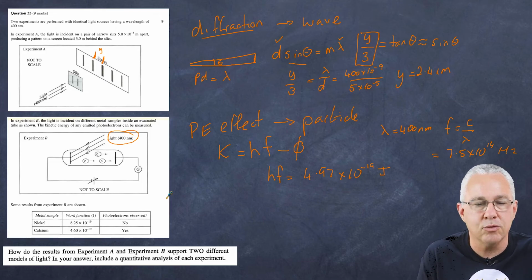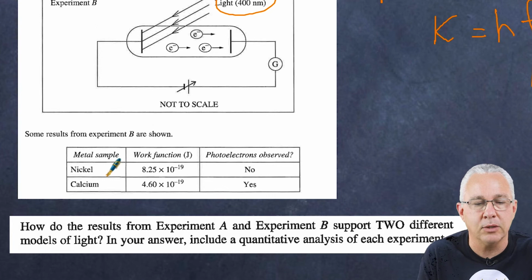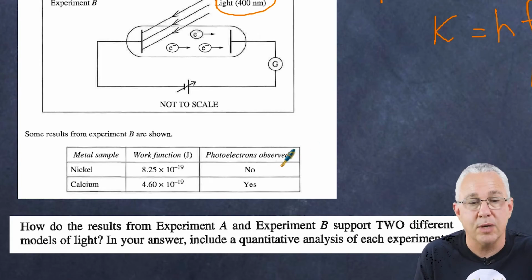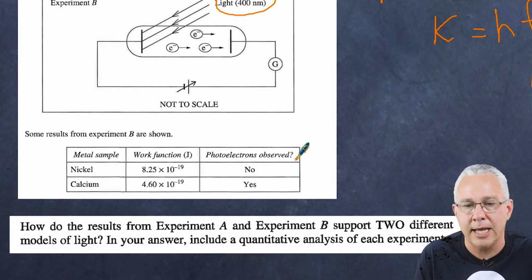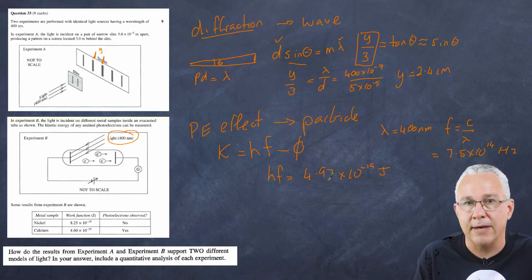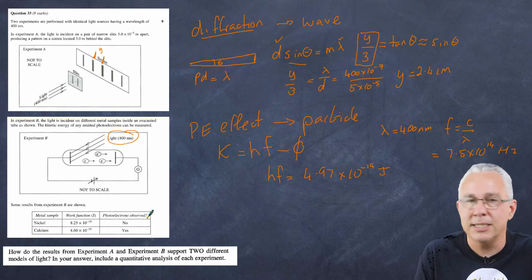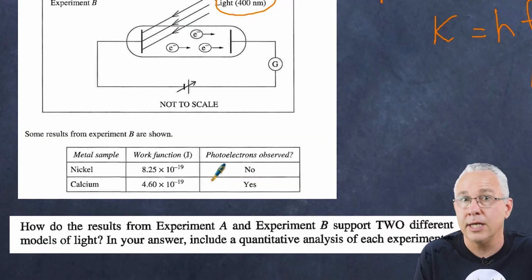Now compare that to the work functions of nickel and calcium. You'll see that the one for nickel is higher than the value I've got here, and that's the reason why we're not getting any photoelectrons emitted, and you need to refer to that in your exam. That is, this value is not enough to allow the photoelectrons to be emitted. But the second one, calcium, has a value that is less than that.